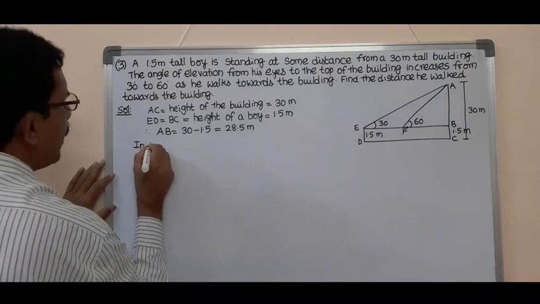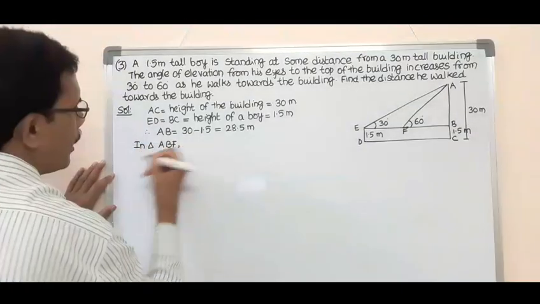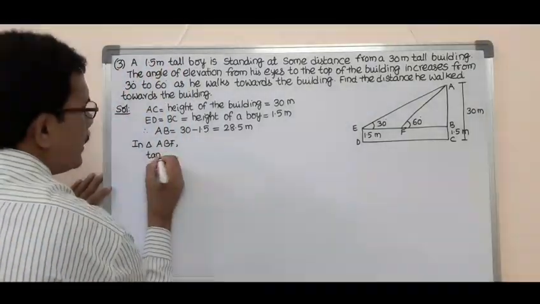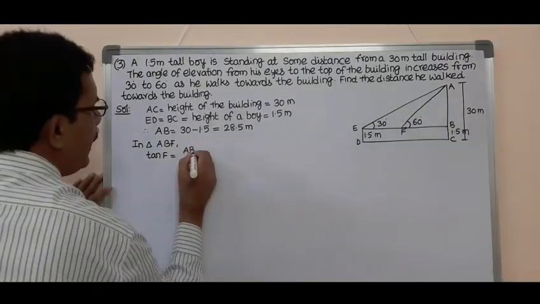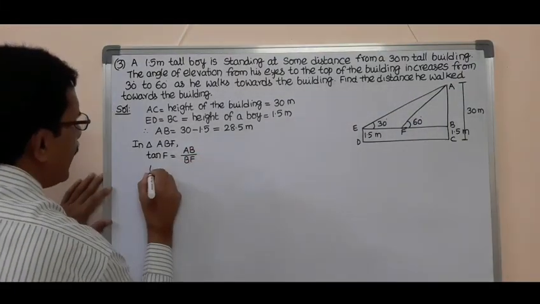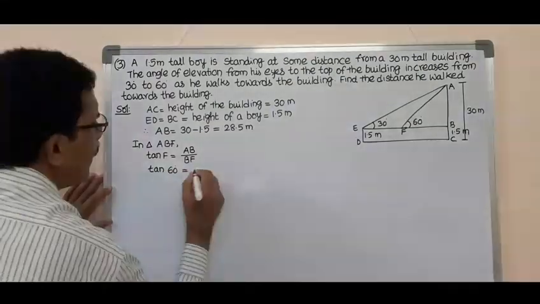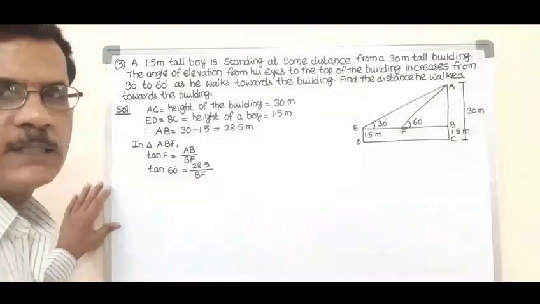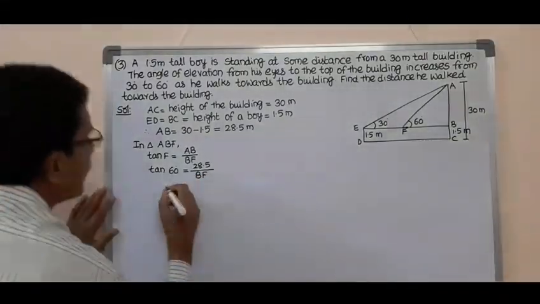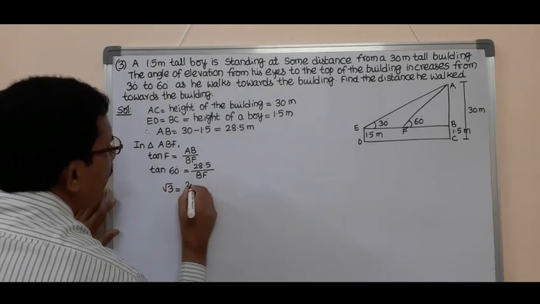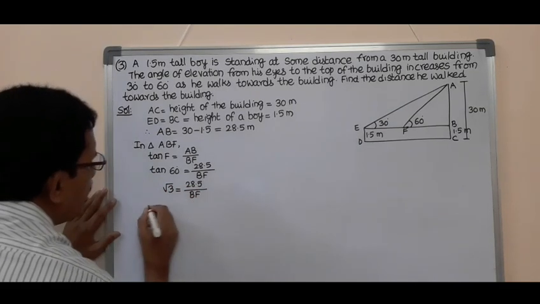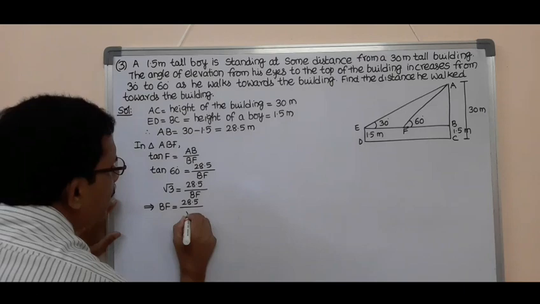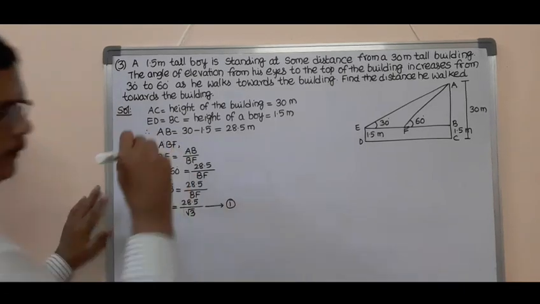In triangle ABF, here I am using tan theta. Tan F is equal to AB by BF. Tan 60 degrees is equal to 28.5 by BF. Tan 60 value from the table, that is root 3, is equal to 28.5 by BF, implies BF is equal to 28.5 by root 3. Taking this as step 1.